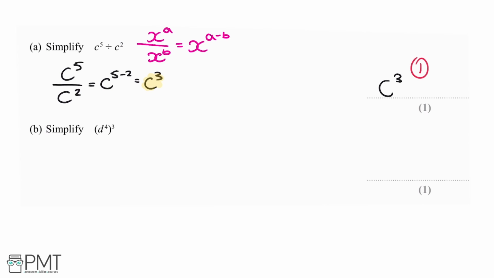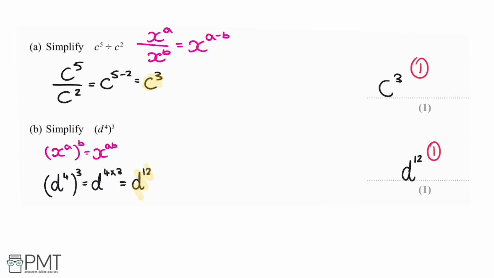Now for part B, we need to simplify d to the power of 4 all to the power of 3. Okay, so I'm going to do a general example again using x. So if we have x to the power of a and all of that to the power of b, that's going to equal the same as x to the power of a multiplied by b. So in my case, I've got d to the power of 4, and that's all to the power of 3. So that's going to equal d to the power of 4 multiplied by 3, so d to the power of 12. And again, that gets us 1 mark.